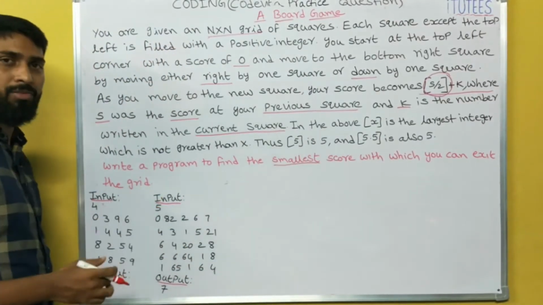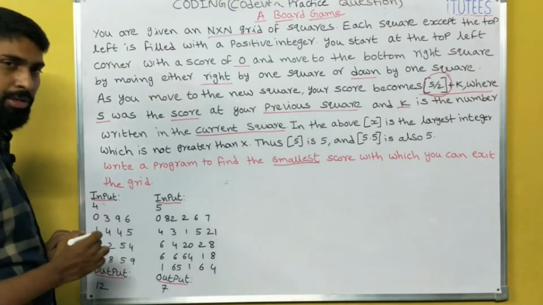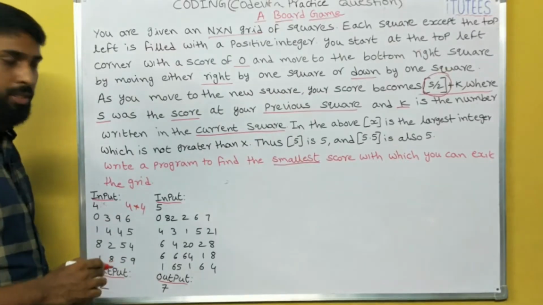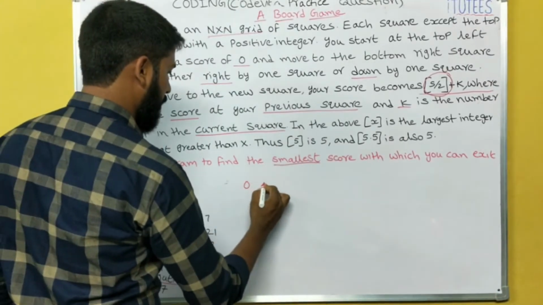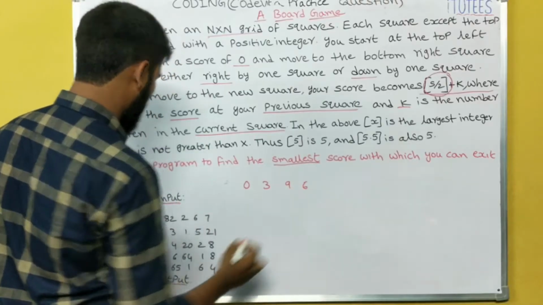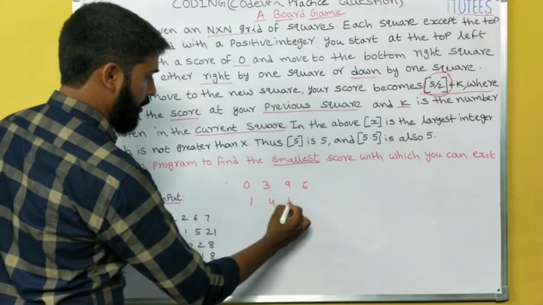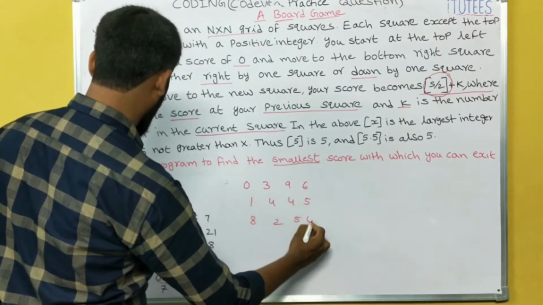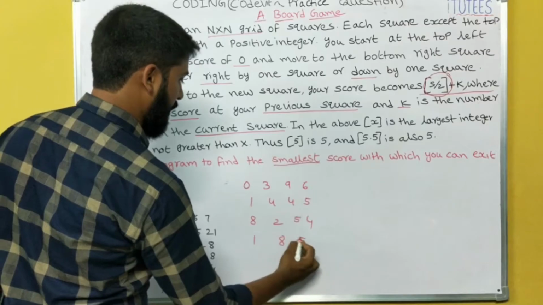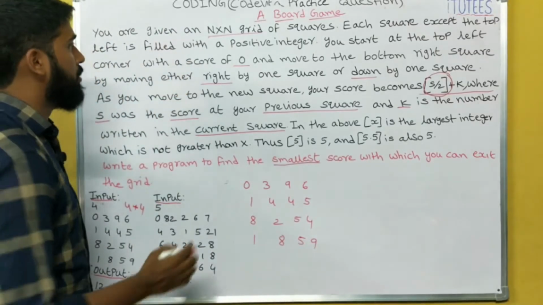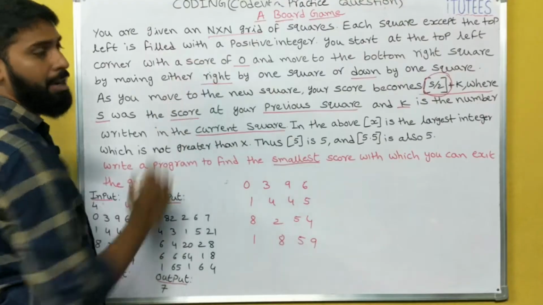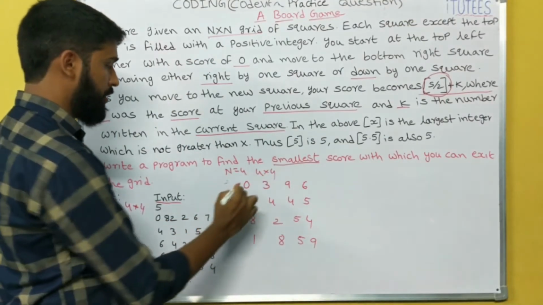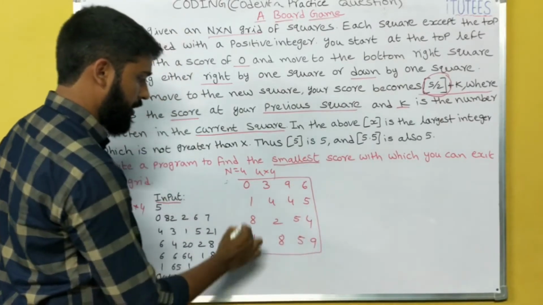Okay. So we can discuss with one example. So this is the input. So 4, that means a 4 by 4 grid. That means 0, 3, 9, 6, 1, 4, 4, 5, 8, 2, 5, 4, 1, 8, 5, 9. So you are given an n by n grid. Here n equals 4. So 4 into 4, this is the 4 by 4 grid.